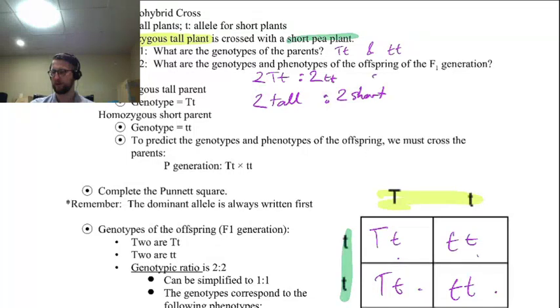Now, a better way of drawing either of these is to reduce the ratio. So I would expect 1 heterozygote to 1 homozygous recessive. 1 tall to 1 short.